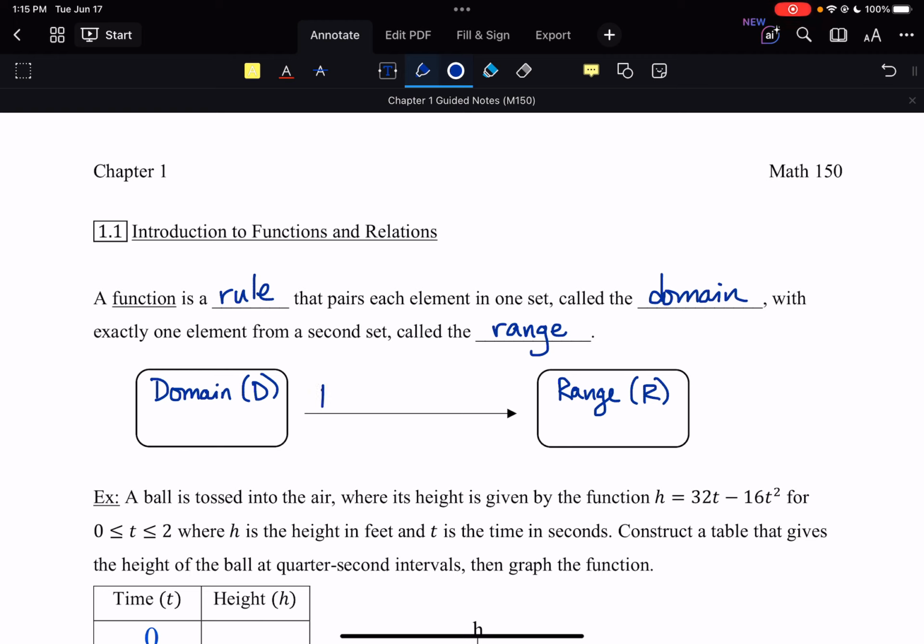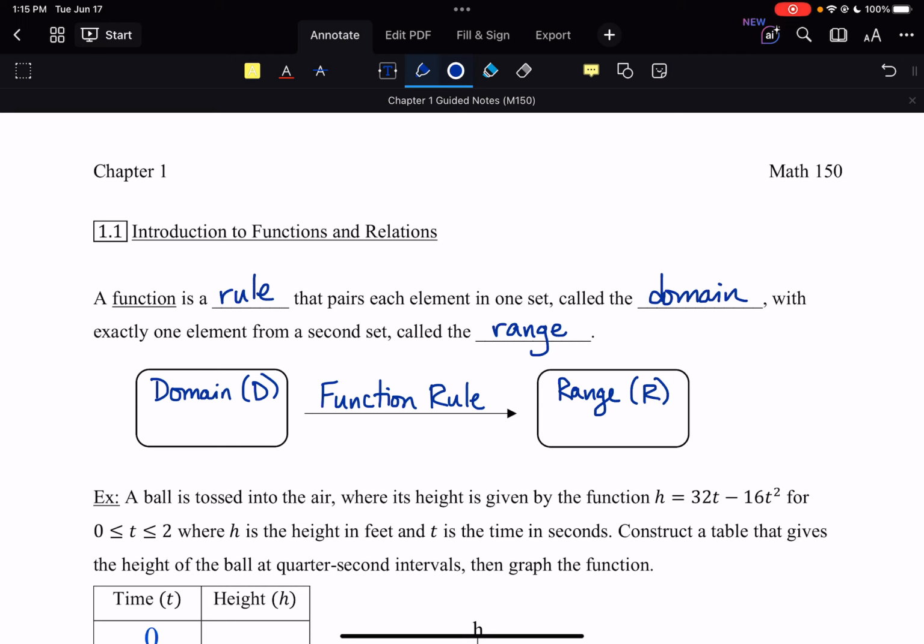And then we have our function rule that goes between the two of them. So the idea is we're taking some element, some number, some value, whatever it may be, from the domain. We run it through the function. Okay, so we apply whatever this rule is to that value, and it changes the value into something that is over here in the range.